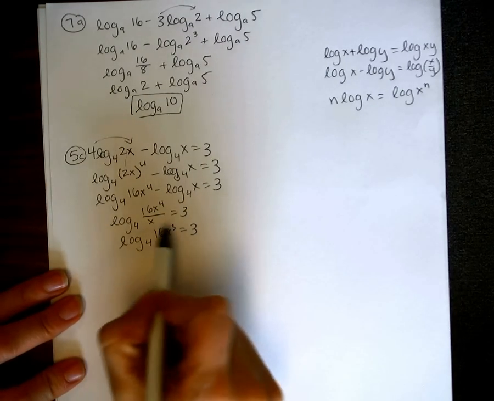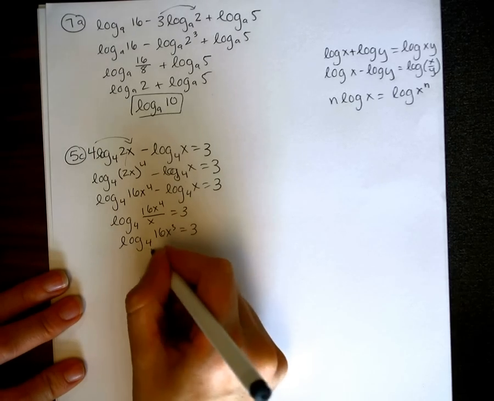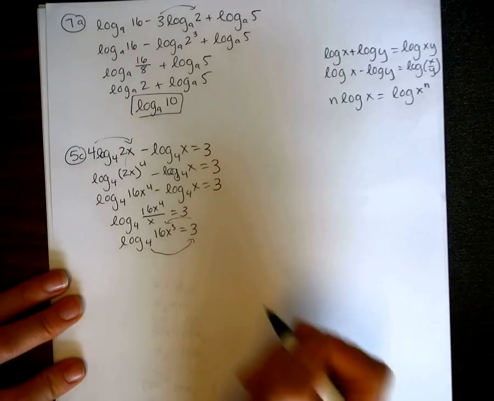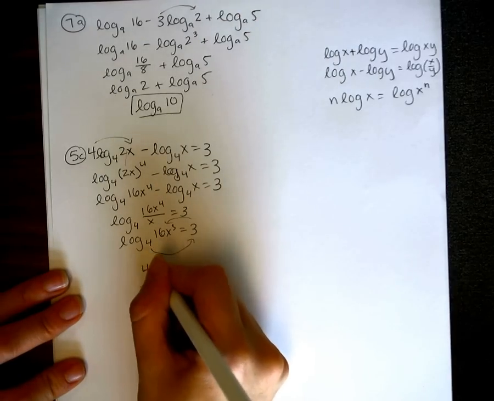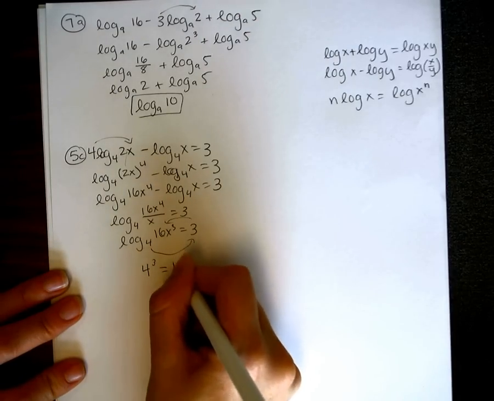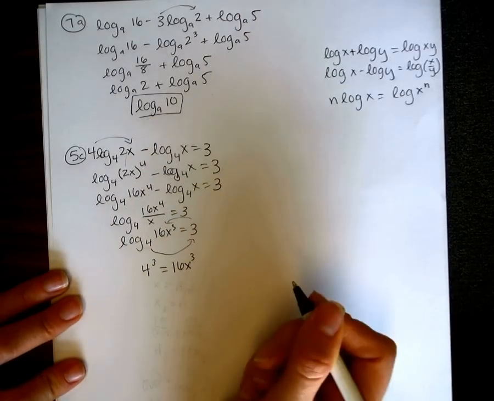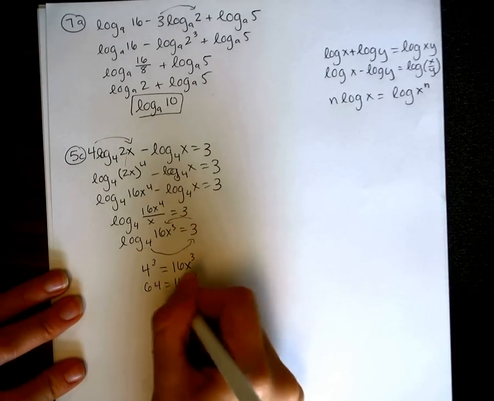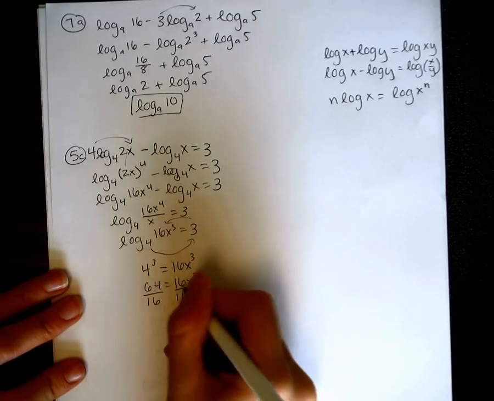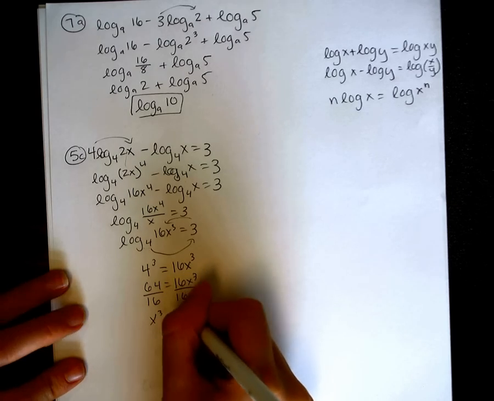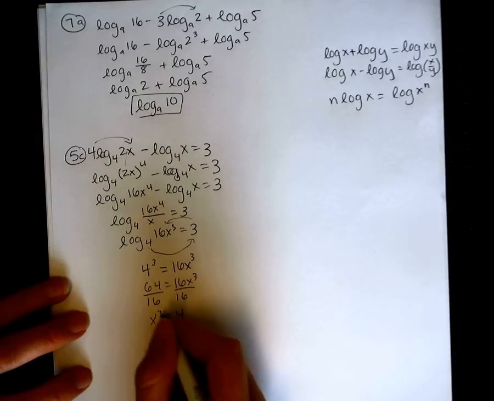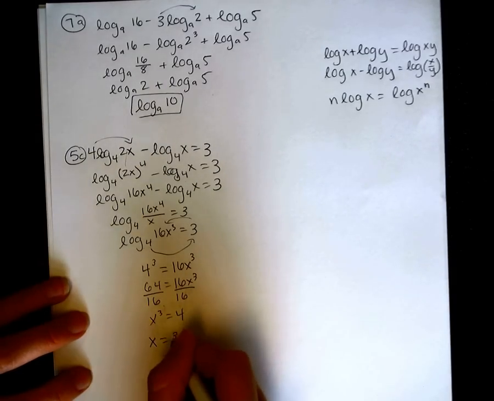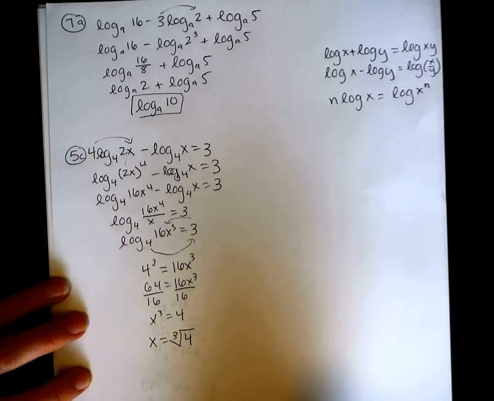And now that we're just down to one simple logarithm, we can do our little log roll or cashew, whatever you want to call it. And I get 4 to the 3rd power equals 16x to the 3rd. And that's 64, so 64 equals 16x to the 3rd. Divide by 16, and you get x to the 3rd equals 4. So for the final answer, I cancel out the 3 by doing the power of 1/3, or just a cube root. So x equals the cube root of 4 would be my answer.